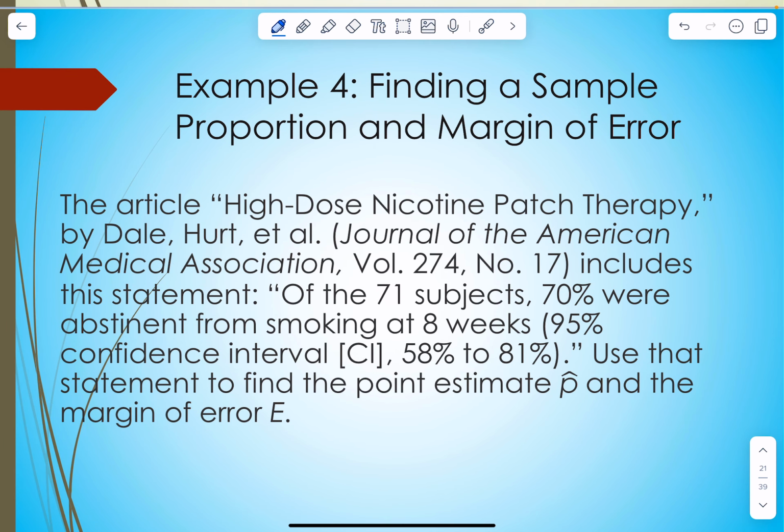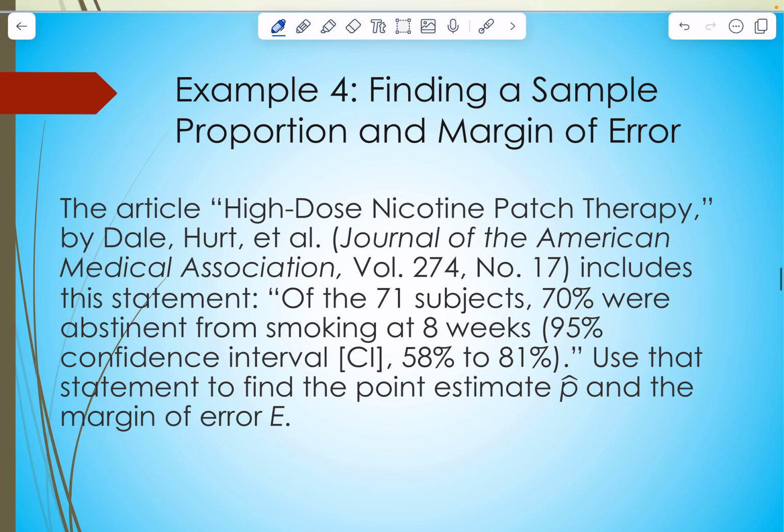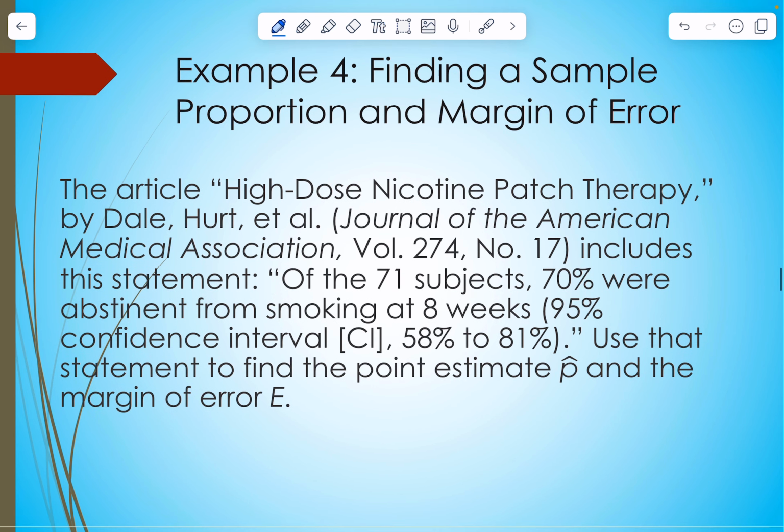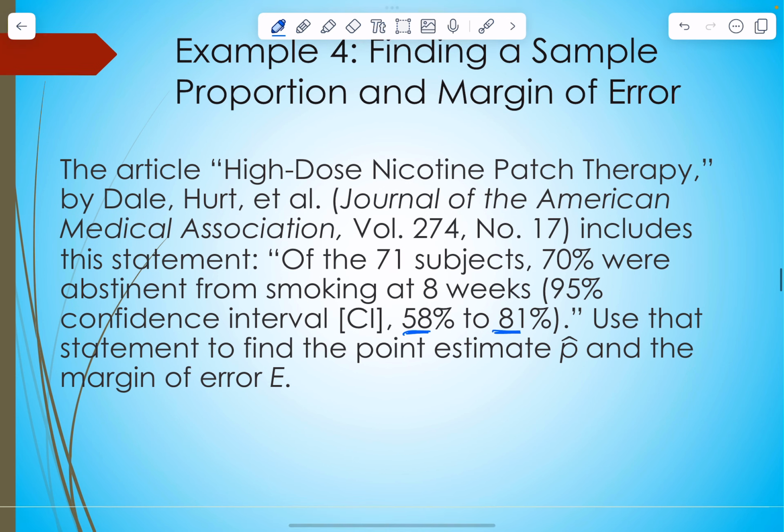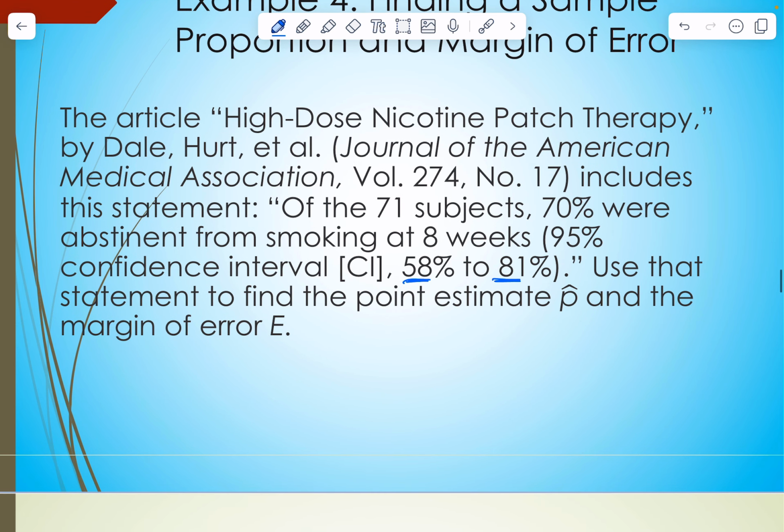Here's an example: finding a sample proportion and margin of error. The article, High-Dose Nicotine Patch Therapy, includes this statement. Of the 71 subjects, 70% were abstinent from smoking at 8 weeks. And they say that's a 95% confidence interval, 58% to 81%. Use that statement to find the point estimate, p hat, and the margin of error.